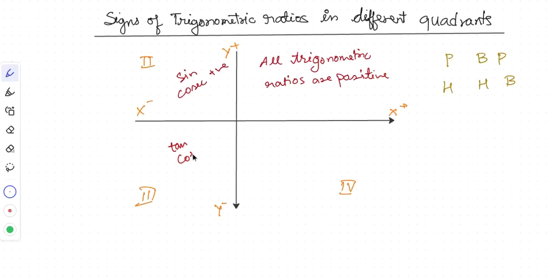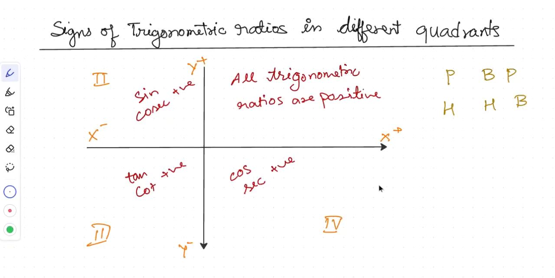In the third quadrant, tan and cot are positive, and the rest of the trigonometric ratios are negative. In the fourth quadrant, cos and the reciprocal sec are positive, and the rest of the trigonometric ratios are negative. And there is a shortcut to memorize this. You can memorize this with the phrase all school to college.